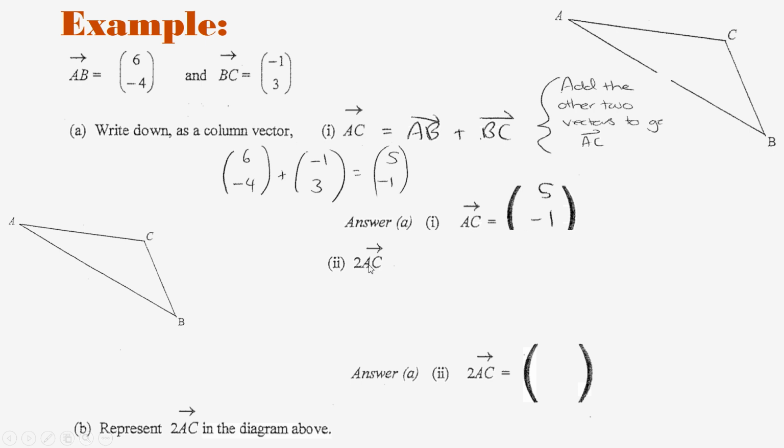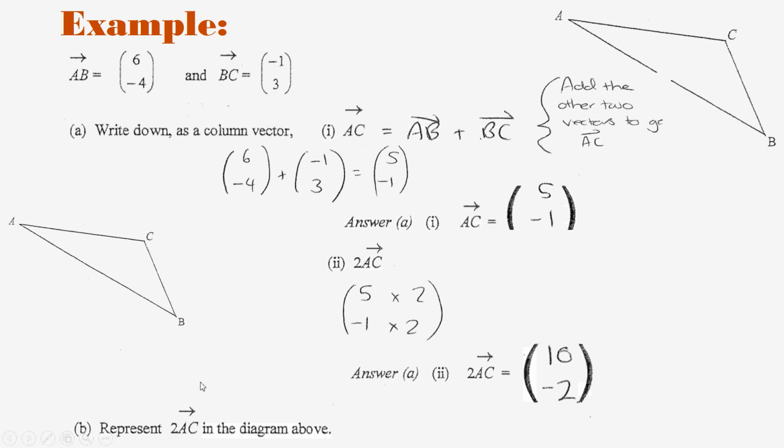Another easy one, we've got find double AC. So whatever AC is, they just want you to double it. So basically take these numbers and just double them, because that's a scalar multiple. So 2 is a scalar multiple. This part here is the vector. So if you want to show working out, (5, -1) times 2 will give you (10, -2).